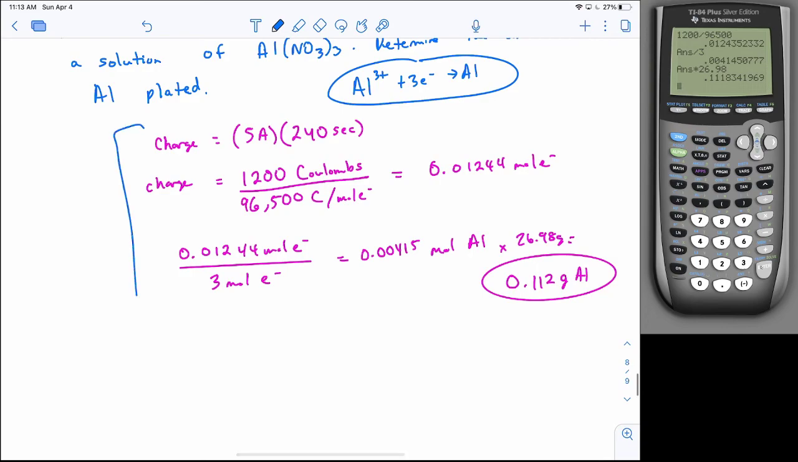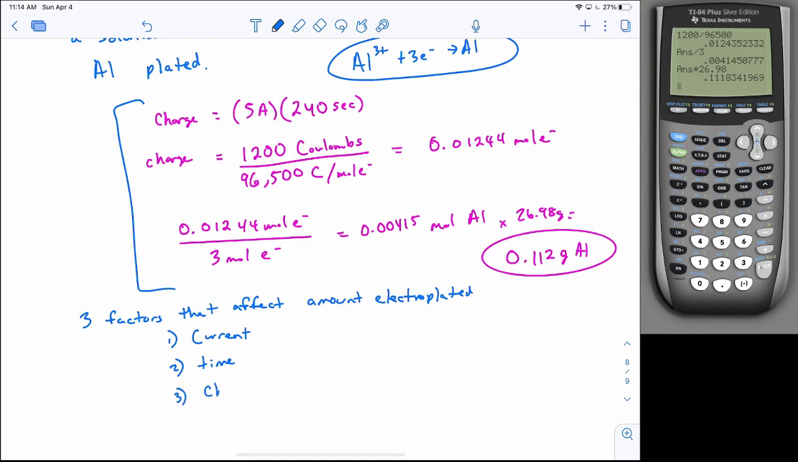But now that you see the calculation here, there are only 3 factors that affect the amount electroplated. 1, current. 2, time. And 3, charge of the metal. Whatever the charge of the metal is determines how many moles of electrons you need. The time and the current obviously affect how much charge you're able to put into the solution. And those are the 3 factors that are involved in all your calculations to get the final answer.